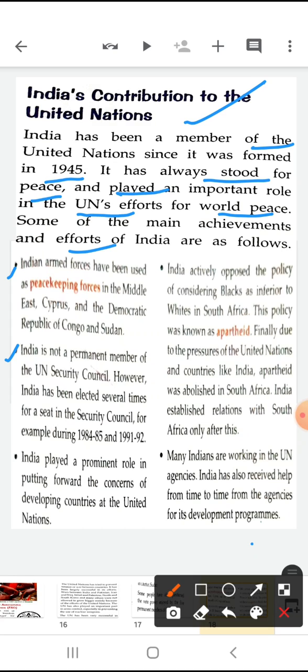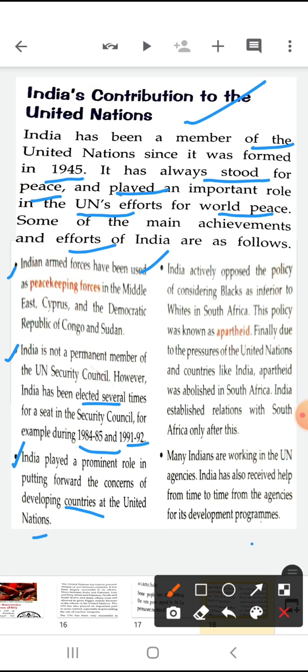India is not a permanent member of the UN Security Council. However, India has been elected several times for a seat in the Security Council. For example, during 1984-85 and during 1991-92. India played a prominent role in putting forward the concerns of developing countries at the United Nations.